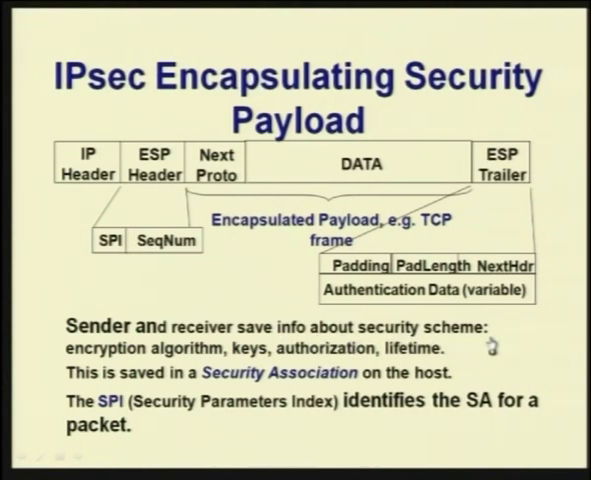The sender and the receiver save information about the security scheme, that is the encryption algorithm to be used, keys, authorization, lifetime and so on. This is saved in a security association on the host. We use a term called security association which consists of all these parameters. This is saved on the host and then the SPI, the security parameters index, is used to identify the SA for a given packet. So, for different packets you could use different security associations. Which association is being used is identified by means of this security parameters index. So, SPI identifies the SA for a given packet.